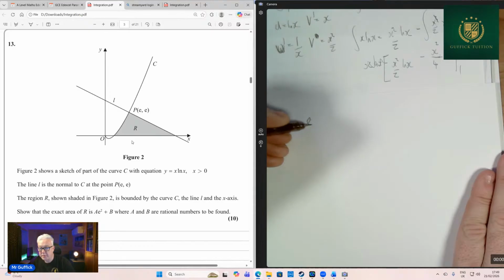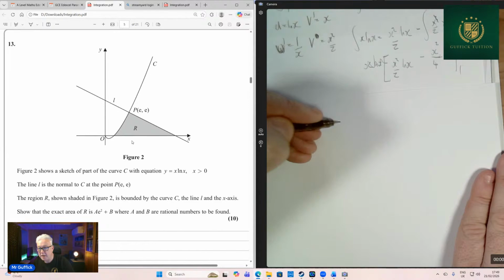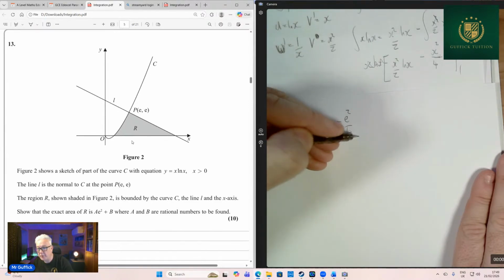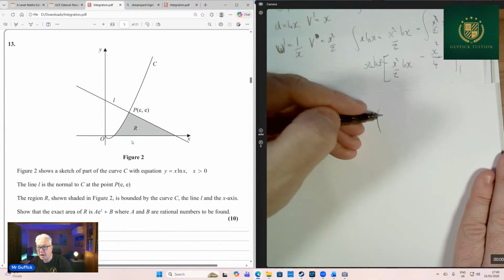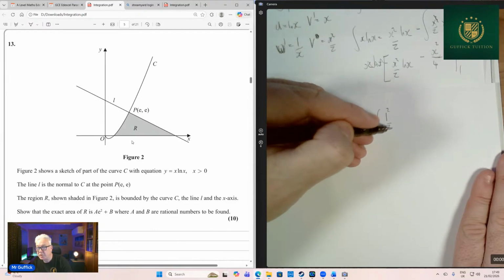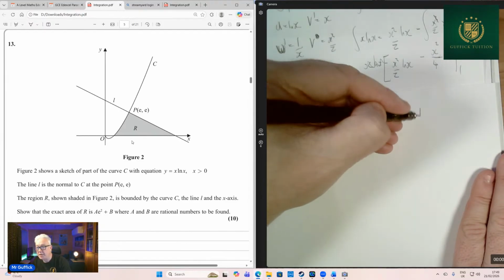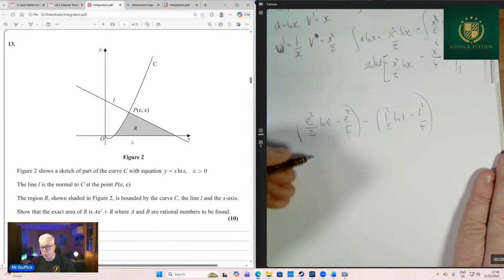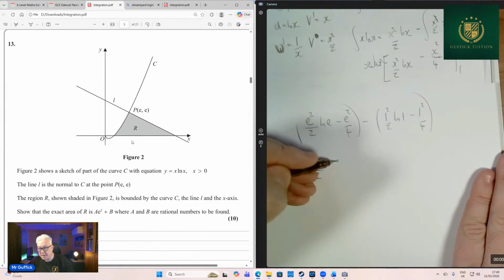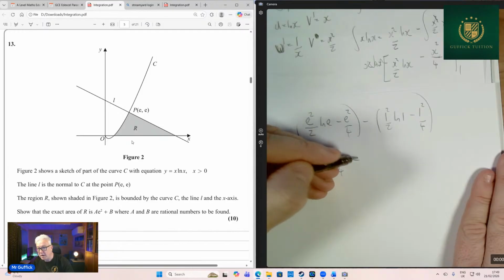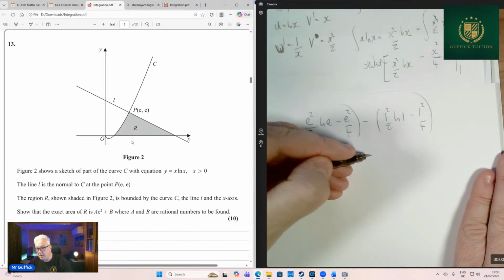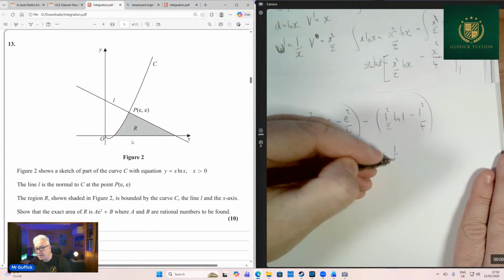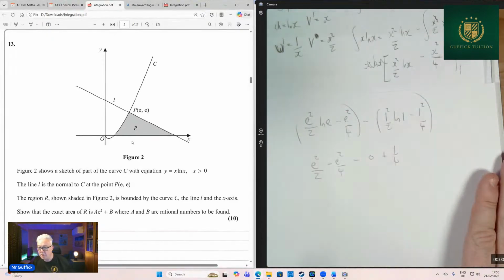So this is going to go to e squared over 2 and ln of e minus e squared over 4, minus, open bracket, 1 squared over 2 times ln of 1 minus 1 squared over 4. Ln of e is 1, so that is just going to be e squared over 2. Then we're going to have minus e squared over 4. Ln of 1 is 0, so it's going to be minus 0. And then we're going to have plus a quarter, because a minus and a minus will make that into a plus.